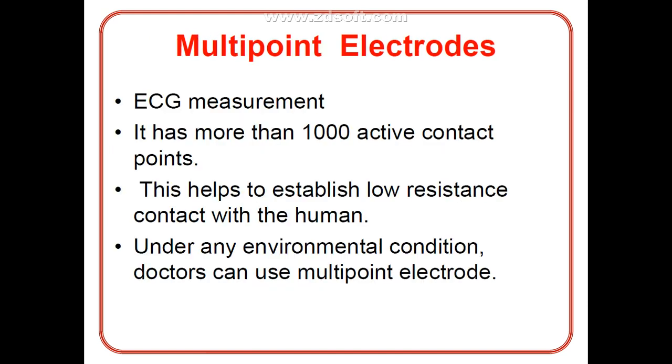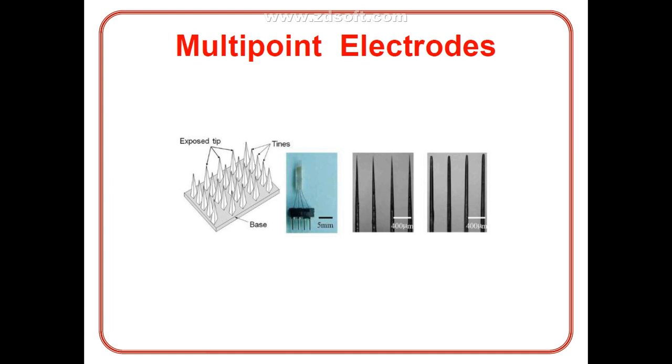Next, multi-point electrodes. They are also used for ECG measurements. It has more than 1000 active contact points. This helps to establish low resistance contact with the human. Under any environmental condition, doctors can use multi-point electrodes. This diagram shows the multi-point electrodes.